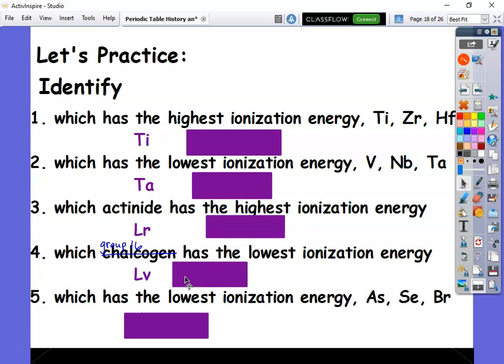Lastly, of As, Se, and Br, these are in the same row together, and so As, being the leftmost element there, has the biggest atoms of those three. Since it has the biggest atoms, that means there's less attraction between the nucleus and the electrons, so it takes less energy to pull an electron away.